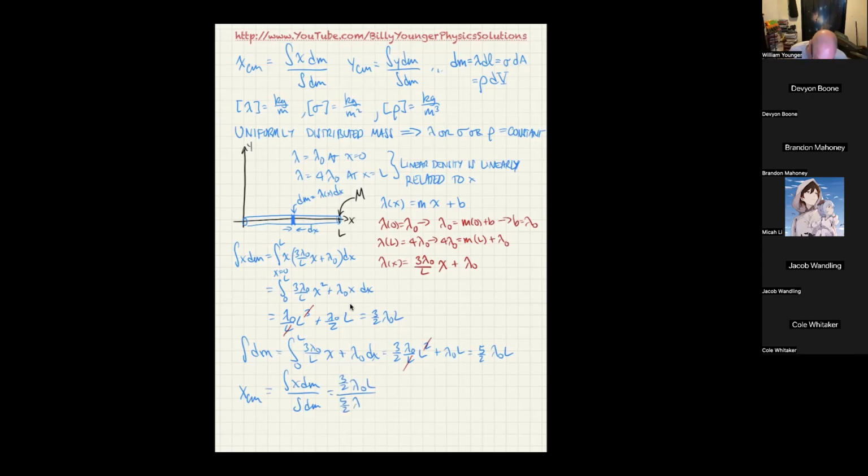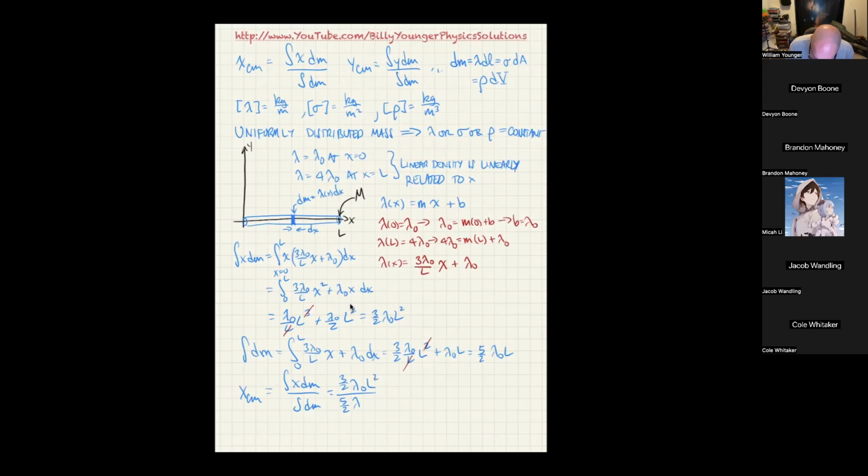Oh, that was supposed to be L squared. Oops, let me fix that real quick. This one was supposed to be squared. Everything else is fine though.